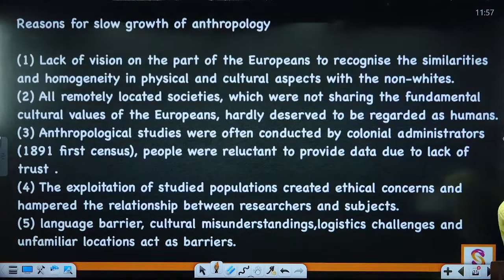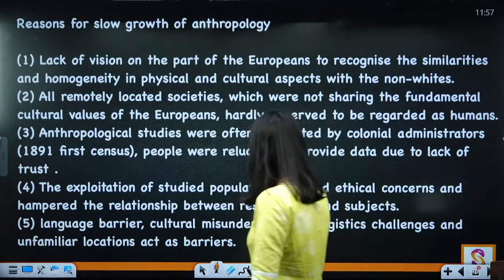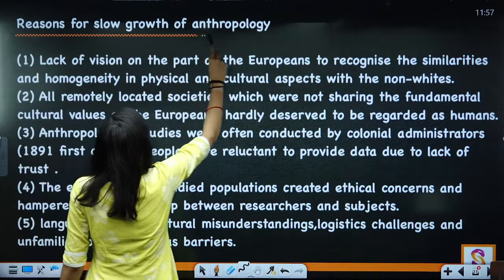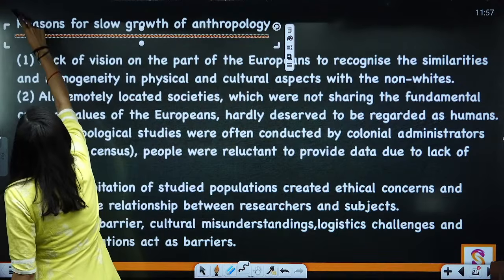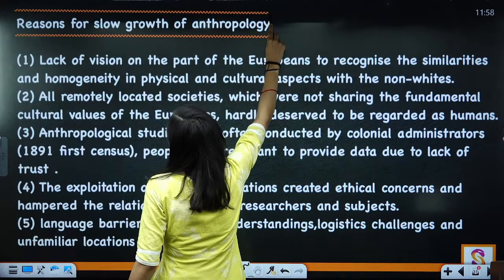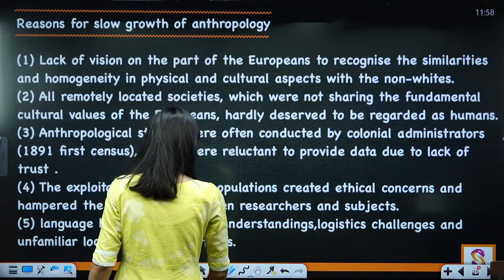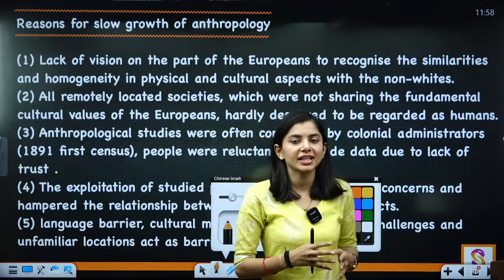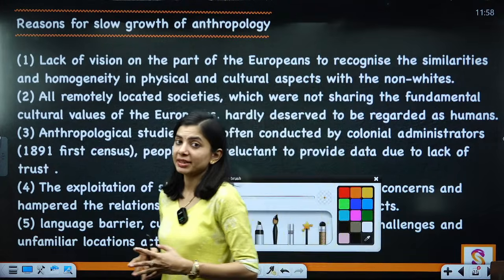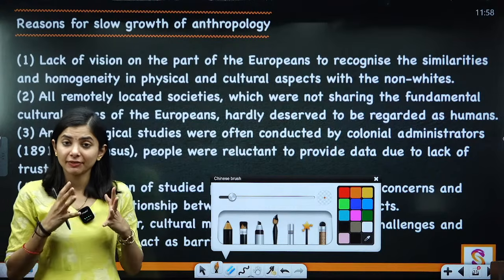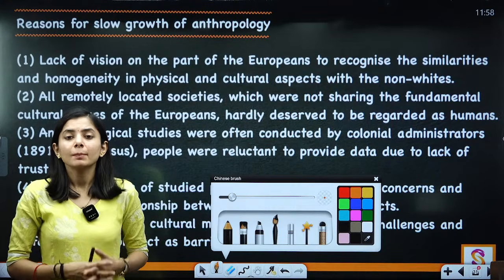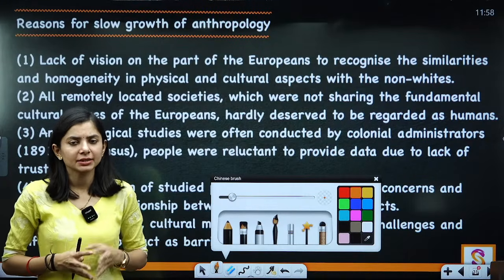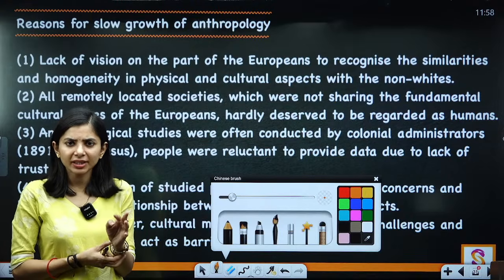Okay. Next part and the last part for this unit, it is the reason for the slow growth of anthropology. Okay. So anthropology took more than 100 years to get recognition as a separate subject. 100 years, it's a very long time period. But why was it very slow in terms of growth? See, there are multiple reasons. So here we are going to have 9 to 10 reasons for the same.